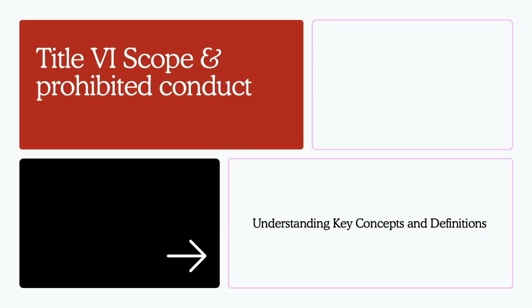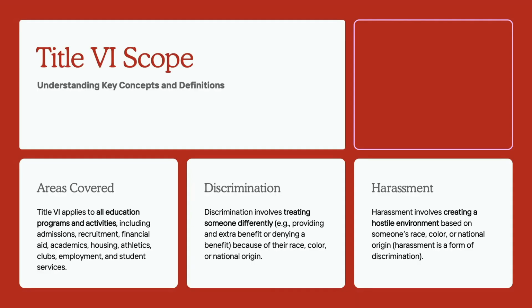Going to expand on key concepts and definitions within the scope of Title VI, over which the U.S. Department of Education's Office for Civil Rights, or OCR, has jurisdiction. Title VI protects against discrimination in any of Stanford's education programs and activities. This includes admissions, recruitment, financial aid, academic programs, housing, facilities, athletics, student clubs and organizations, extracurricular activities, employment, student services, and other operations of the university.